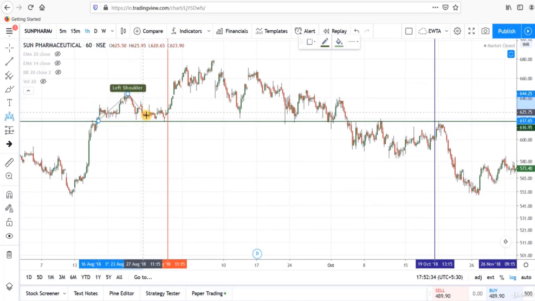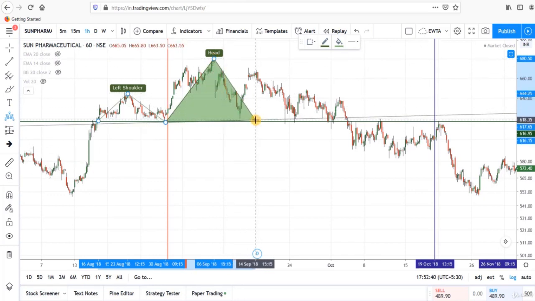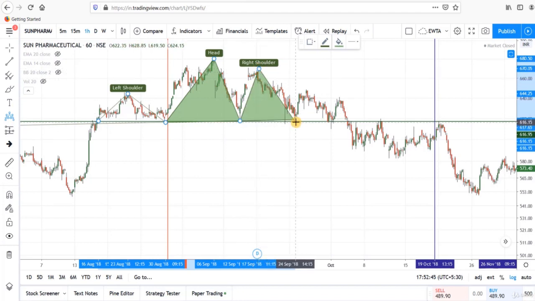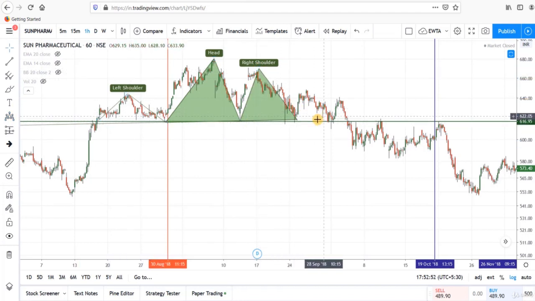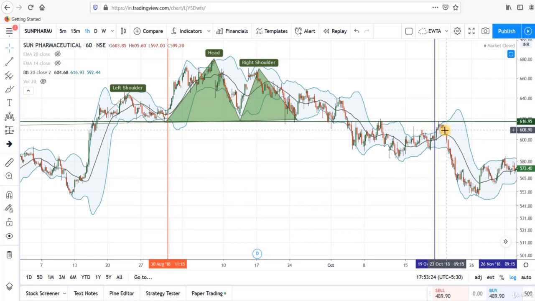This is the left shoulder, this is the head formation, and these are the right shoulders. So it is a head and shoulder formation above this line, and this is the neckline of this head and shoulder formation. That's why here prices were resisting this level and here we got a fake signal.